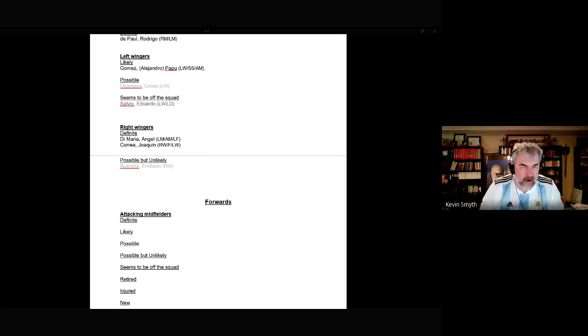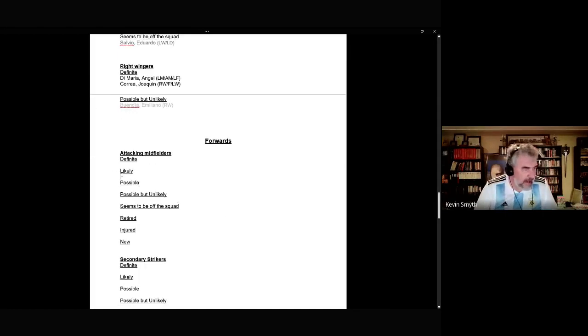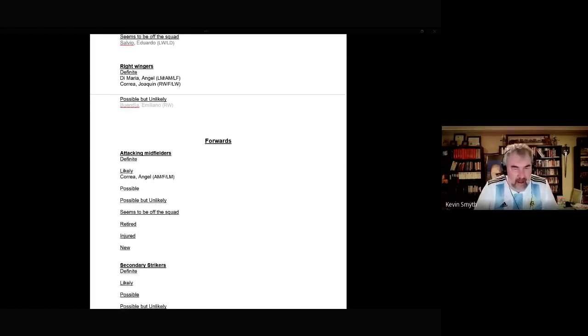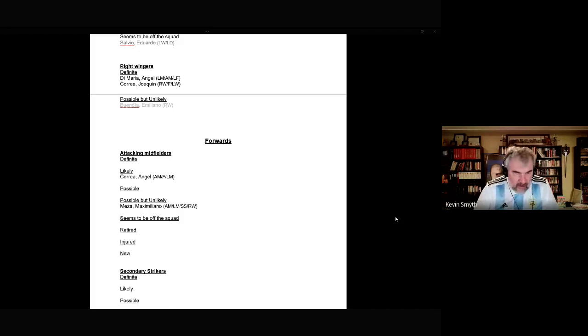Okay, well, we're going to move on to talking about forwards. And we begin with attacking midfielders. So we have Angel Correa as a likely candidate here, and Maximiliano Meza as a possible but unlikely, and also possible but unlikely Manuel Lanzini.